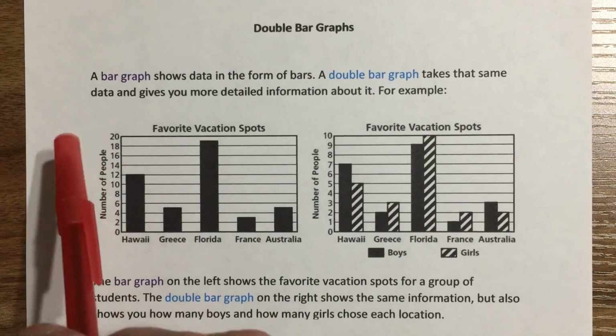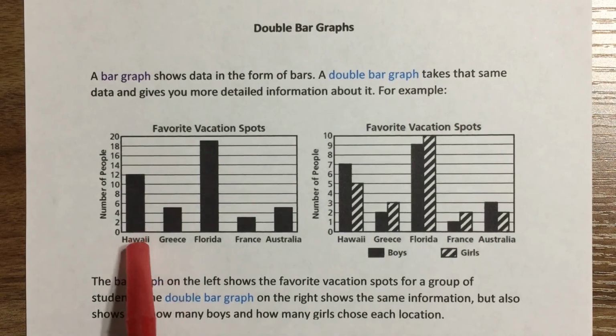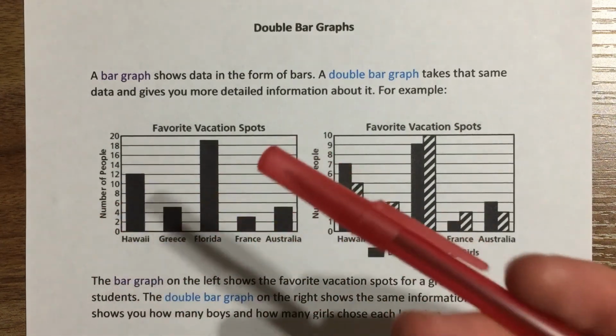Going up and down on the y-axis, along the side, tells us the number of people that chose that vacation spot. Across the bottom, it tells us the vacation spots they could pick from: Hawaii, Greece, Florida, France, Australia. And the bar goes up as far as the number of people that chose that spot.